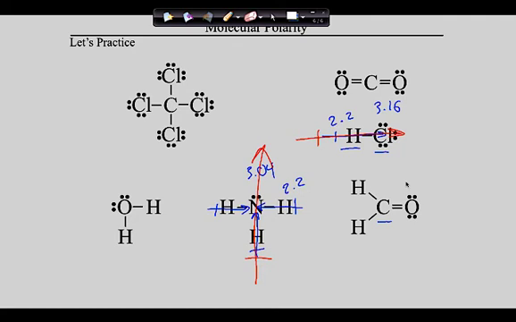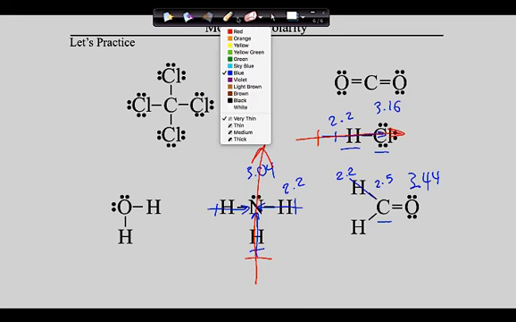So again, oxygen has an electronegativity of 3.44, hydrogen's 2.2, and then carbon, I believe, is about 2.55. So now drawing in the polarities of these atoms, this is polar. Let me keep with my colors.